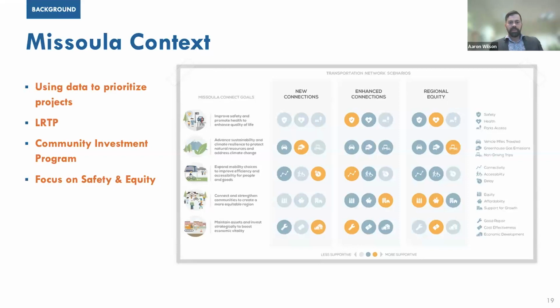We also try to make sure we're using data and prioritizing our projects based on things like safety and equity. So in our long range plans, we have a real focus on those two measures. Our city council uses those to prioritize our capital improvement projects. And so we know all of our highest ranked projects, the ones that we want to construct in the near future, are hopefully going to hit those marks as we move forward.